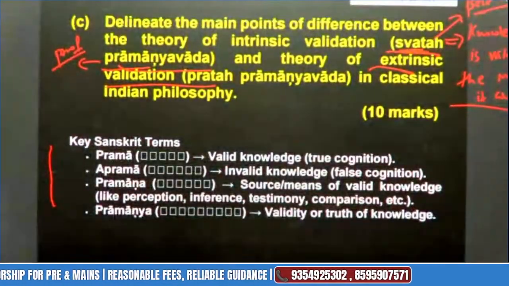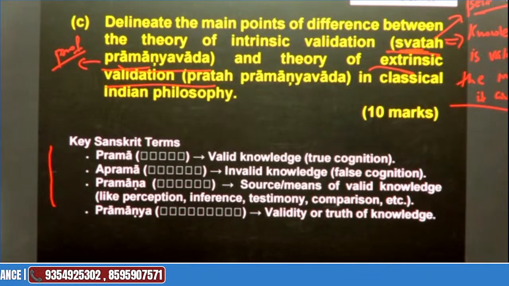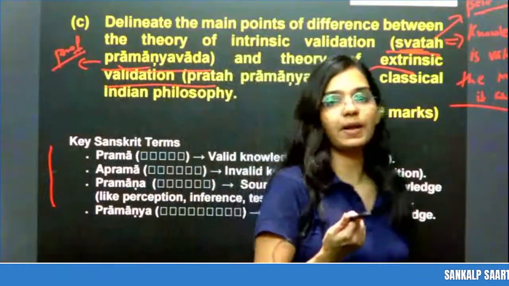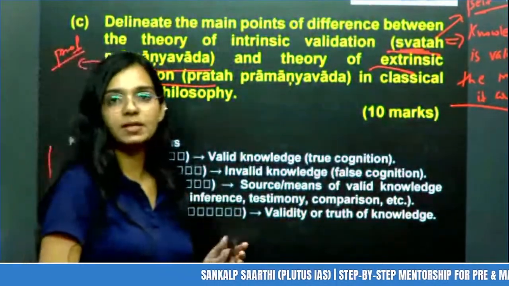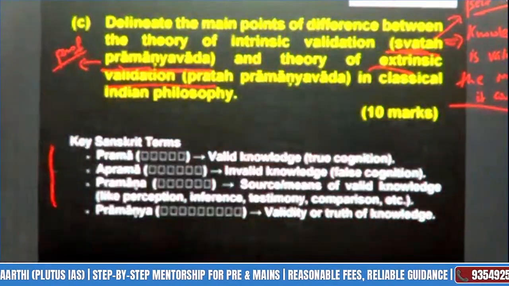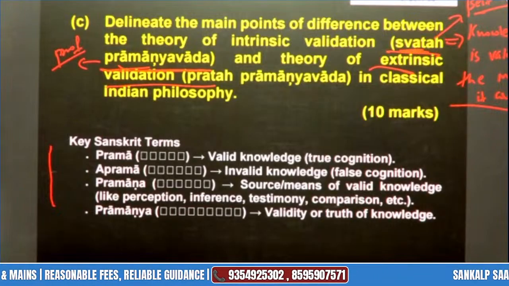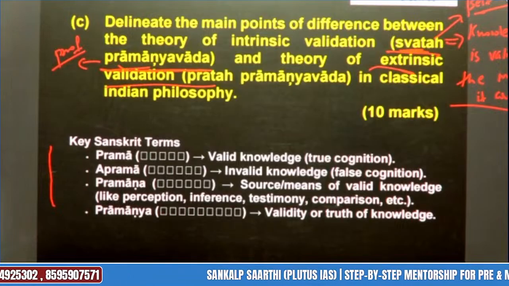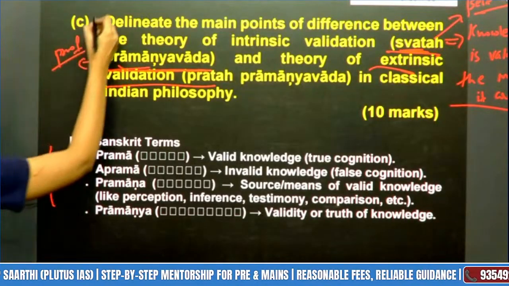Okay, so you don't need to verify it immediately. It's self-valid unless something later contradicts. So for example, you see a cow, you already know it's a cow. Suppose this is a pen, right? And I know this is a pen, but someone later comes to me and says it's not a pen, it's a pencil. So that's Swatah Pramanyavada. It's true, it's justifiable the moment I see it, the moment I perceive it, until and unless someone later comes to me and proves it wrong. So validity is intrinsic and invalidity is extrinsic. Please write it down.